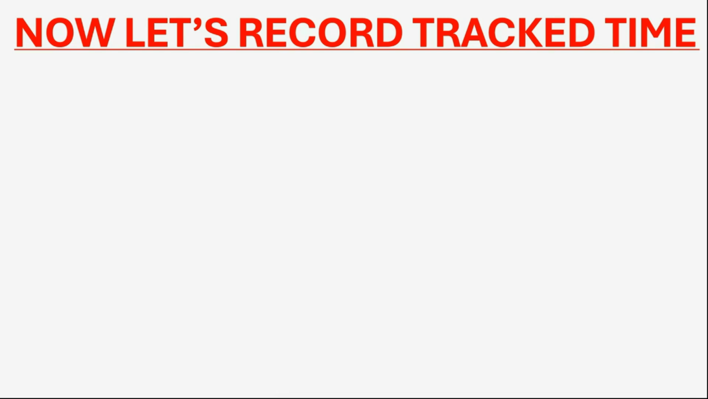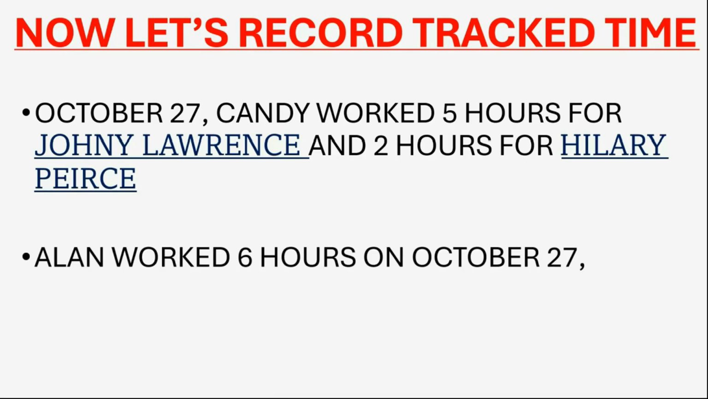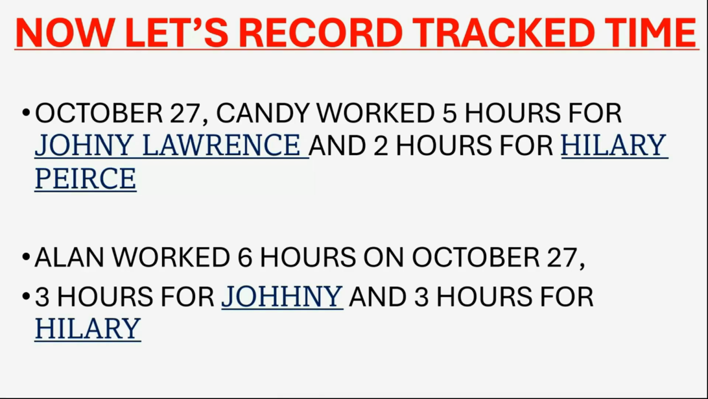And now we're finally ready to record tracked time. Let's imagine on October 27, Candy worked 5 hours for Johnny Lawrence and 2 hours for Hillary Pierce. And let's further imagine Alan on the same day worked 6 hours, where 3 of them were for Johnny and 3 were for Hillary. Let's take a look at how to record both of these, and let's use timesheets rather than time slips.